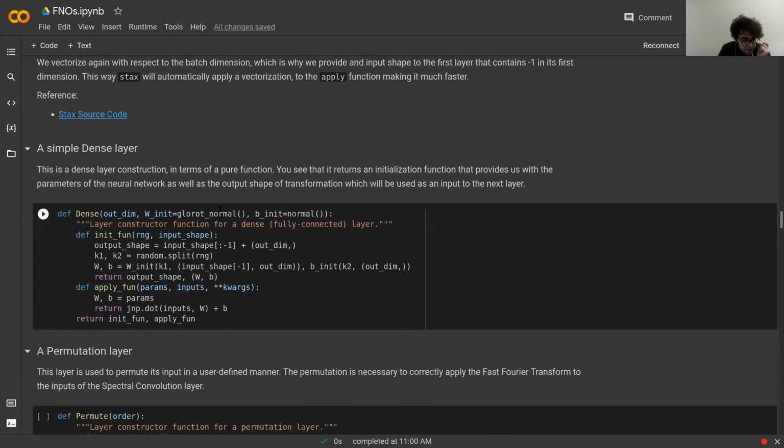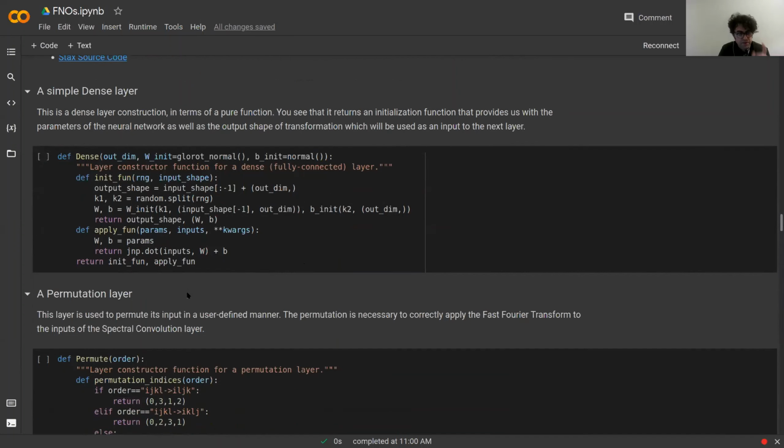So what do we have here? We have, again, an initialization function that is essentially creating the parameters, as we've seen in tutorial 1. The other thing that we need is this apply function, which is essentially the forward pass, as it applies the transformation. This is the first thing that we need.